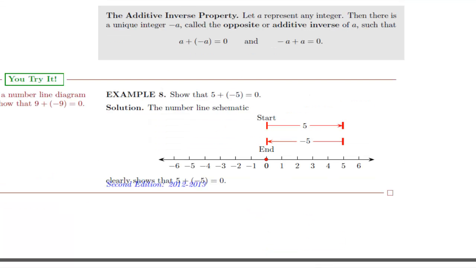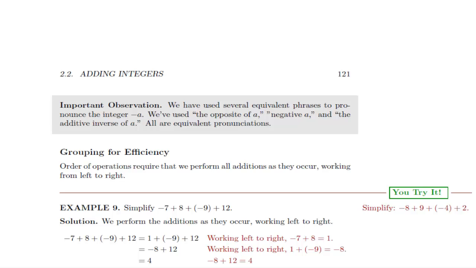Example 8. Show that 5 + (-5) = 0. Solution. The number line schematic clearly shows that 5 + (-5) = 0. Important observation. We have used several equivalent phrases to pronounce the integer -a. We have used the opposite of a, negative a, and the additive inverse of a. All are equivalent pronunciations.